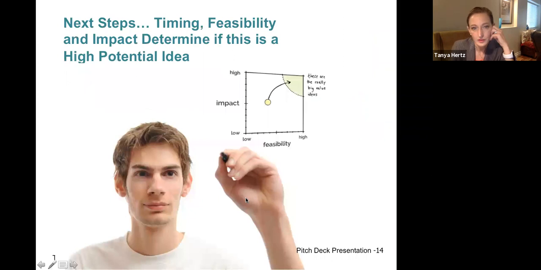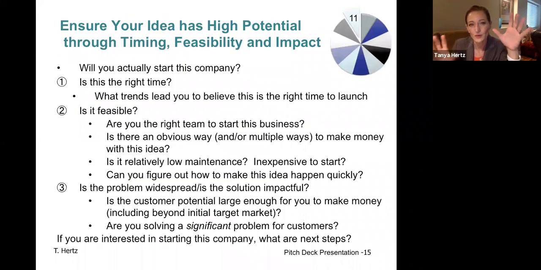It's just for me. So the next step in the pitch deck, and the next step in your business, is to explain the next steps, right? What happens next? You're going to examine the timing, the feasibility, and the impact, because all of those will tell us whether or not this is a venture that has a high potential. This is the right company to start. This is the right idea to pursue, because there are many, many ideas you can come up with. You've got to choose one, maybe two when you first start. So let us know, are you actually going to start this company?